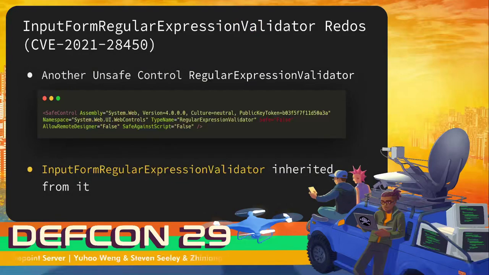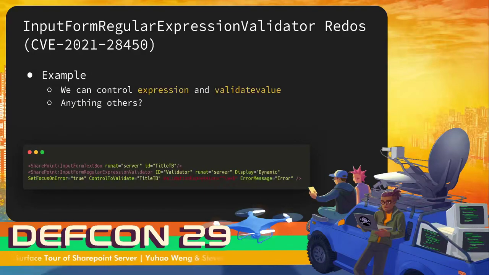Then look at the next example, CVE-2021-28450. It is an IIS DoS bug and comes from another unsafe controller. We found this controller named RegularExpressionValidator. It looks like it links to regex validation. There is a sound class inheriting from the RegularExpressionValidator, which is safe.